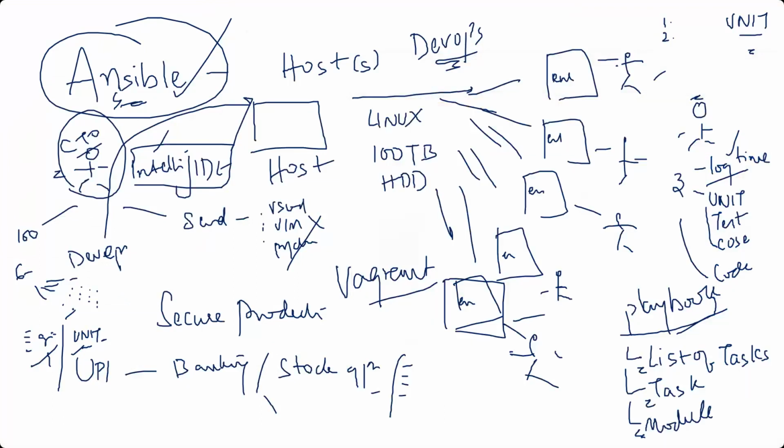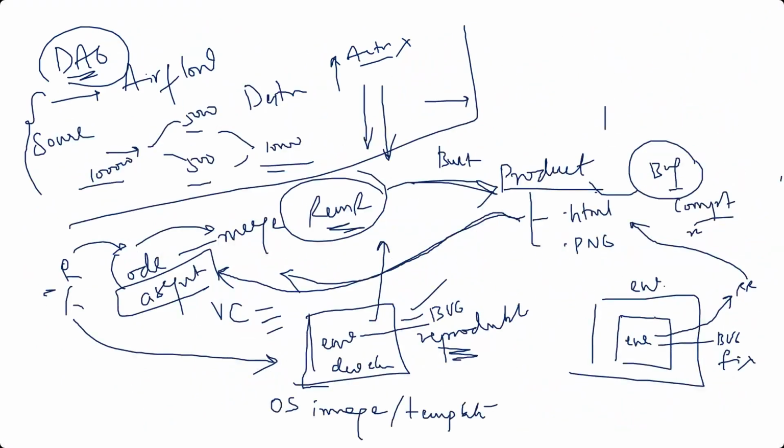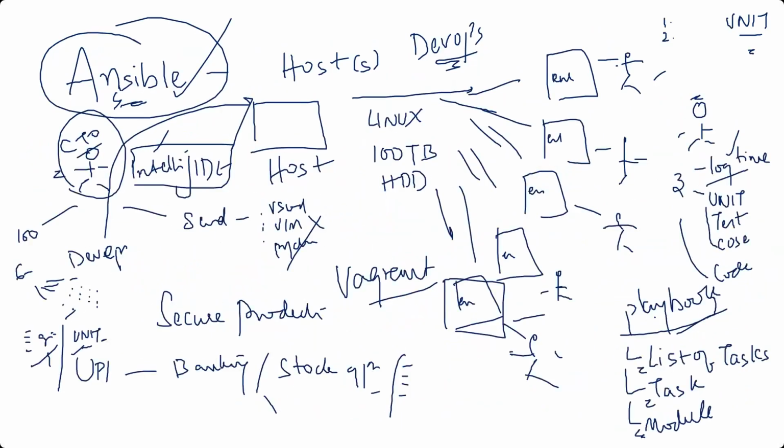Any questions so far? Let me give you a recap. Typical automation: pre, during, and post. Tools like Ansible and Vagrant will help you break your OS and create development environments for secure products, pushing the tasks through playbooks, with the example of unit test cases which we have seen so far. Any questions so far? No, sir. Okay.